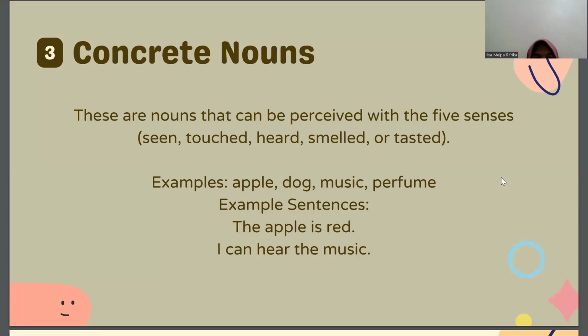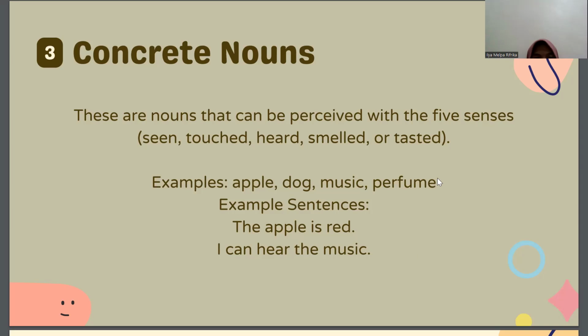The second type of noun is concrete nouns. These are nouns that can be perceived with the five senses, that is, seen, touched, heard, smelled, or tasted. For the example of concrete nouns, apple, dog, music, perfume, etc. And for the example sentences, the first one is the apple is red. I can hear the music.